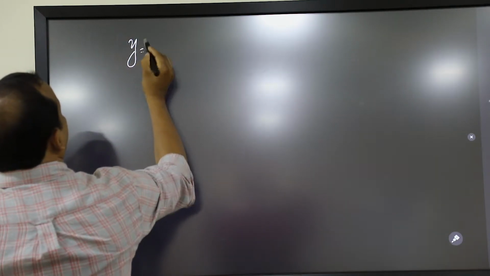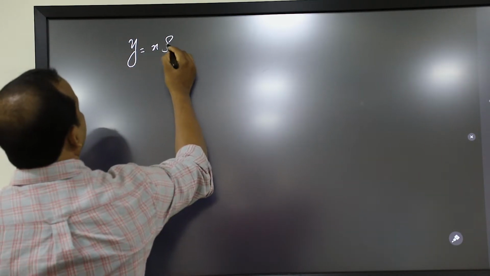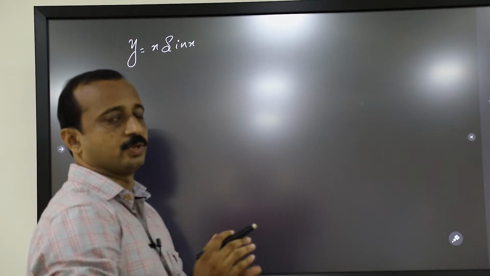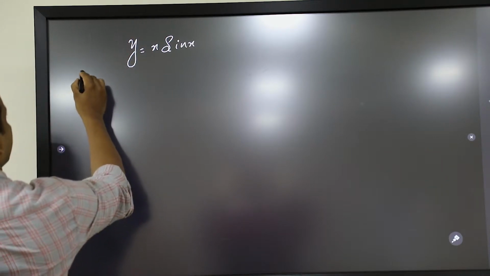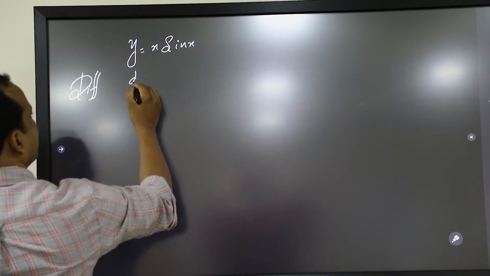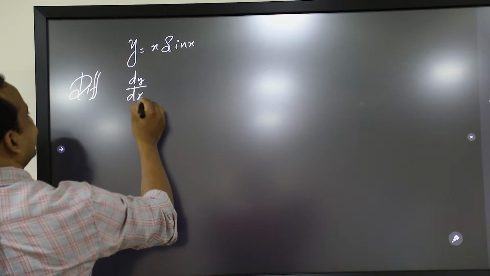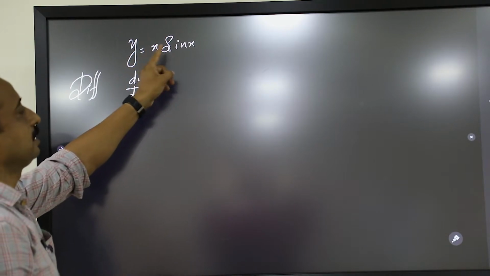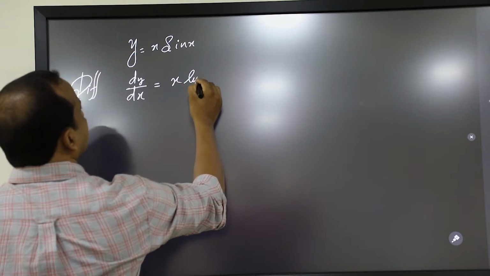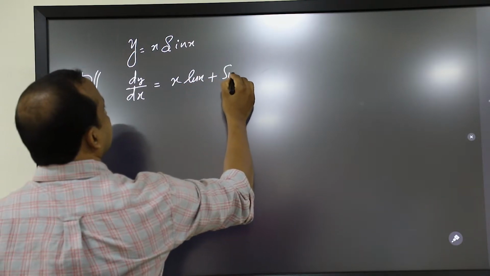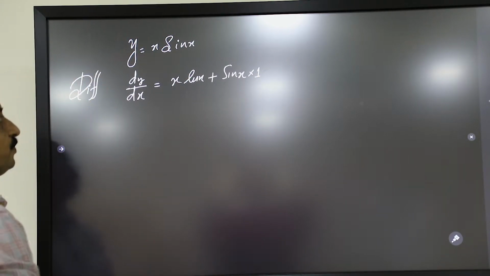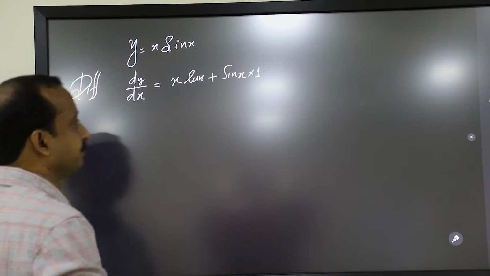If y is equal to x into sin x, find d square y by dx square. First we differentiate with respect to x, therefore we get dy by dx is equal to, here we apply the product rule, that is x into the derivative of sin, which is cos x, plus the second function sin x into the derivative of x with respect to x, which is 1. That is x cos x plus sin x.